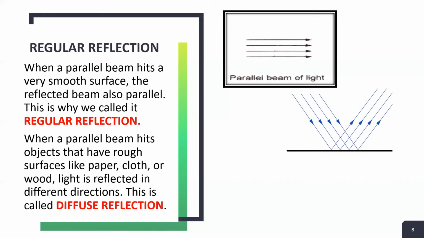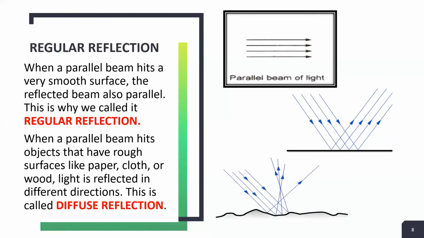But when a parallel beam hits objects that have rough surfaces like paper, cloth, or wood, light is reflected in different directions. This is called diffuse reflection.